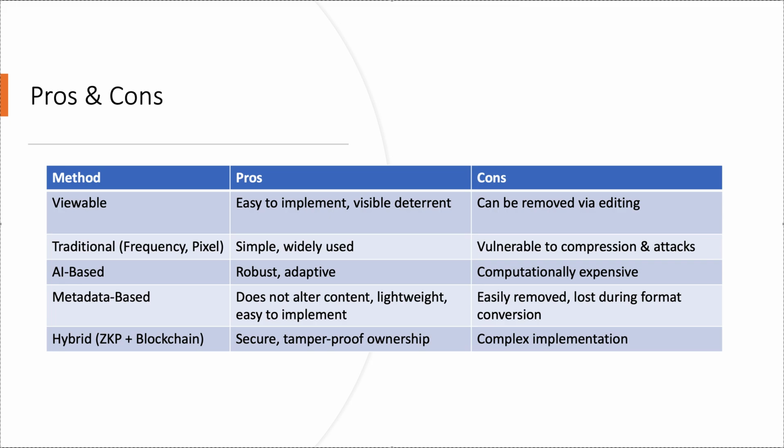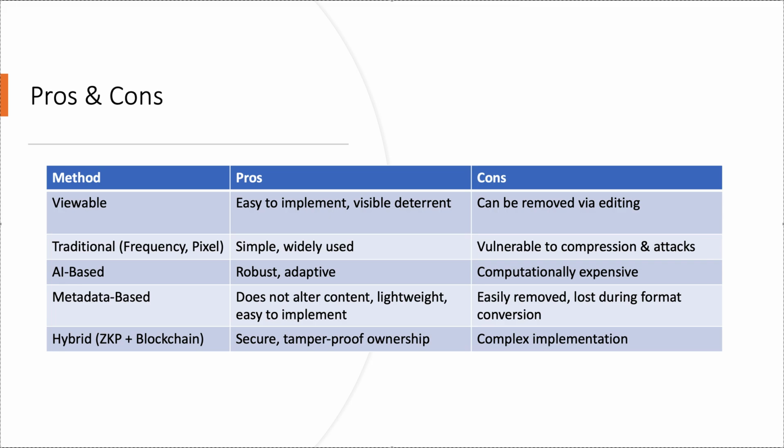Now, AI-based methods represent the cutting edge, and their strength is robustness and adaptability. These neural network-based watermarks can survive aggressive transformations. Crop it, compress it, filter it, screenshot it, the watermark persists. And because the AI learns optimal embedding strategies for each type of content, it's incredibly adaptive. It finds the sweet spot between invisibility and resilience.